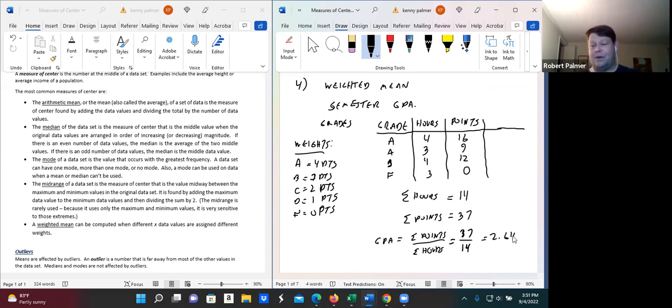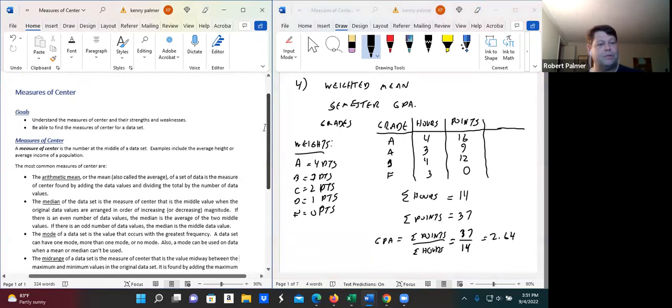As you can see, that F actually threw things off quite a bit, didn't it? So that's how I find a GPA. And once again, GPA is a weighted mean because each one of our values, in this case, has a different weight. If they all had the same weight, then we'd just be adding up the numbers and dividing, and that would come out very differently. But here, each one is weighted differently, so that's how you do a weighted mean. We may not see weighted means as much in this or other statistics courses, but it is useful to understand that as well. So that's it for measures of center.